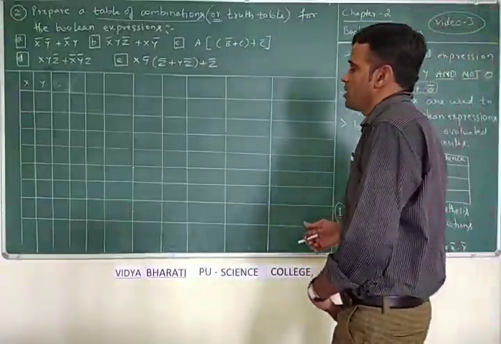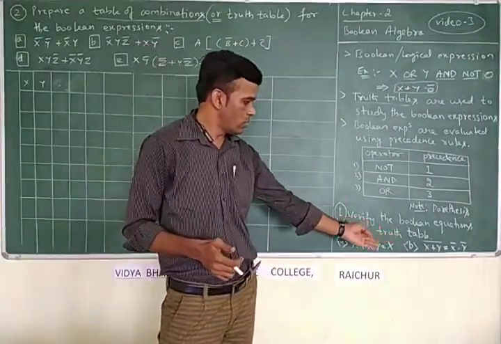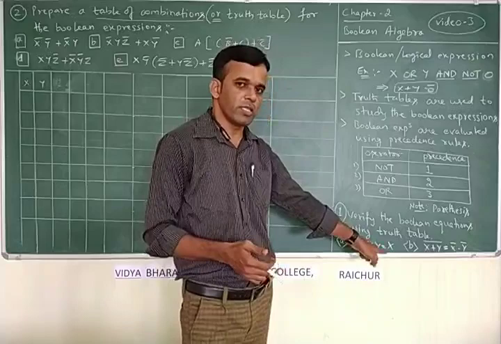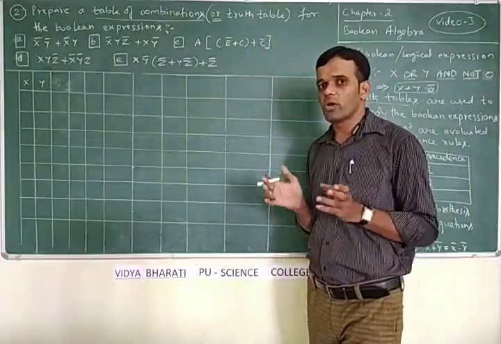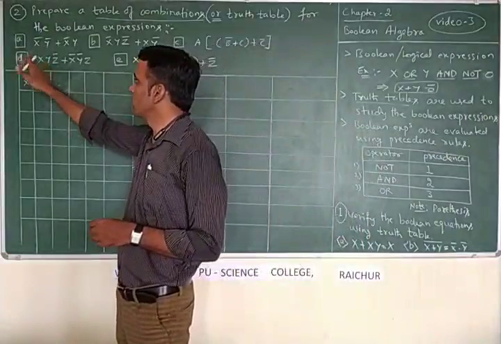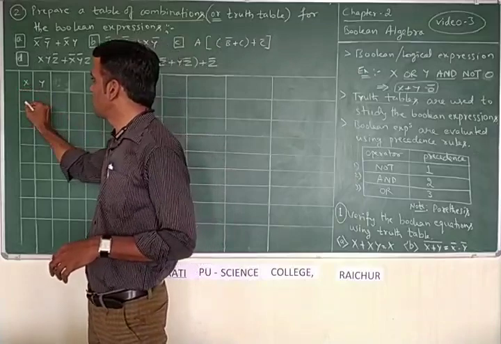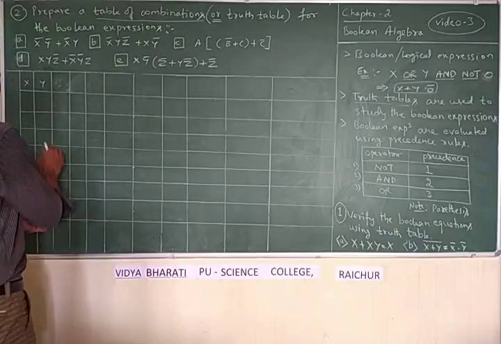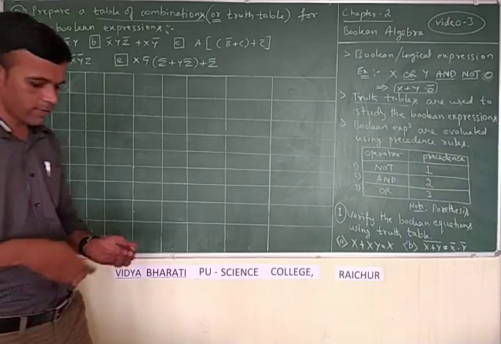So here it's not about proving, as we saw in the two problems where we needed to prove, where the equals to symbol is there and those are equations. Now you don't have equations; expressions are there, so we just have to prepare the truth table. Let me consider this first one: x bar into y bar plus x bar y. With 2 variables, the combinations are going to be 0 0, 0 1, 1 0, 1 1.